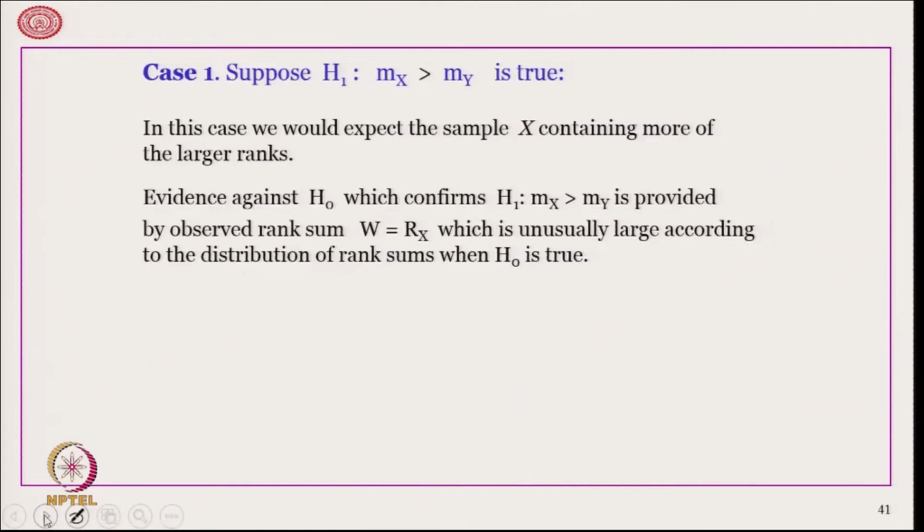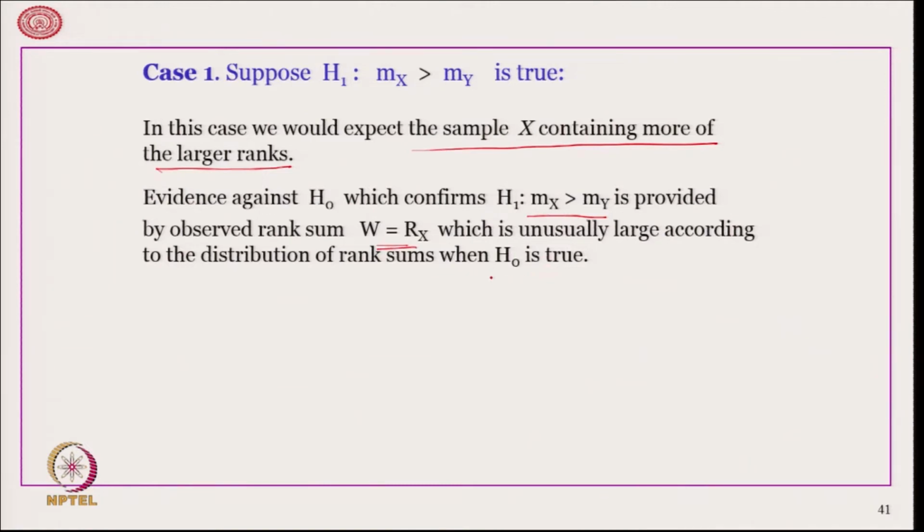Now, suppose H 1 is that m x is greater than m y, which is true. In that case, what is going to happen? We would expect that the sample x contains more of the larger ranks. Therefore, evidence against H naught, which confirms that m x is greater than m y, is provided by the rank sum W equal to R x being unusually large according to the distribution of rank sums when H naught is true.